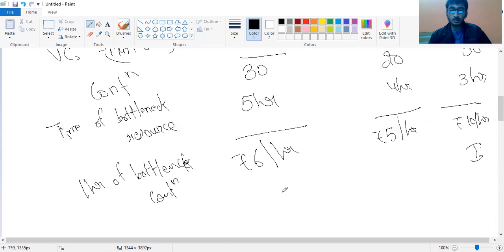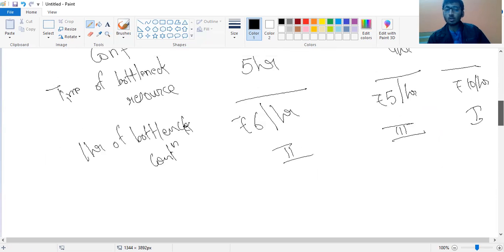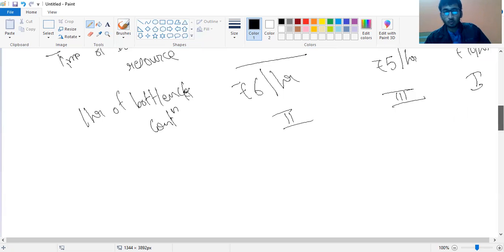So what would be the precedence? First it would be C, then A, then B. So we will firstly manufacture C because it is giving us maximum contribution per unit of bottleneck resource. So firstly we will manufacture C, then we will manufacture A, and then we will manufacture B. I hope it is clear. There's no issue with that.